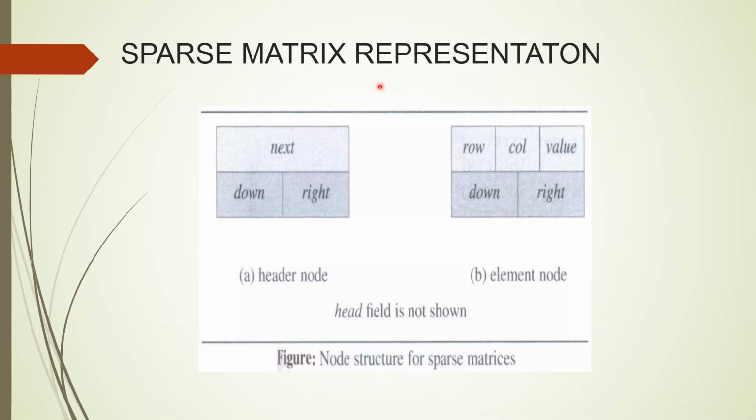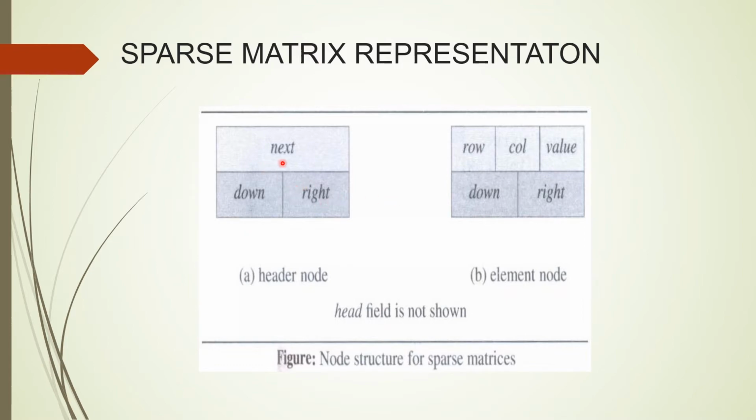In the representation of this sparse matrix, we are going to make use of two types of nodes. One is a header node. This is a representation of a sparse matrix using header node concept. Header node consists of three fields: next field, down field, and right field. Here the next field is used to join all the header nodes together, and down field is always pointing to the list in the column, and right field is always pointing to the list in the row.